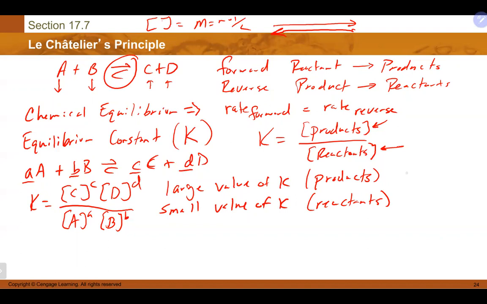What is a large value? As we talked about, a large value is basically anything over 1. Anything less than 1 is considered a small value of K. K is one of the few things in chemistry where there usually are no units, so it's unitless. It is really just a number. And again, you can use that number to determine what you should expect to be there at equilibrium.